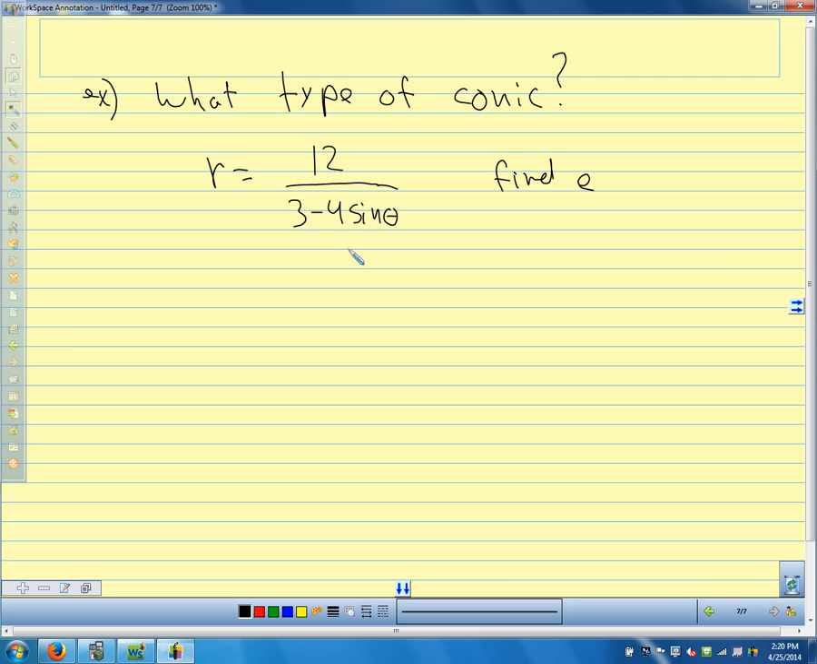There's one thing that we need to remember. In our polar form of our conic equations, what is this number always? 1. So we need to get a 1 there. How can we get a 1 there? Divide everything by 3. So I want to multiply the numerator and denominator by 1/3. So I get R equals 4 over 1 minus 4/3 sine theta. So E equals 4/3. And is 4/3 larger than or smaller than 1? Larger than 1. So this is a hyperbola.